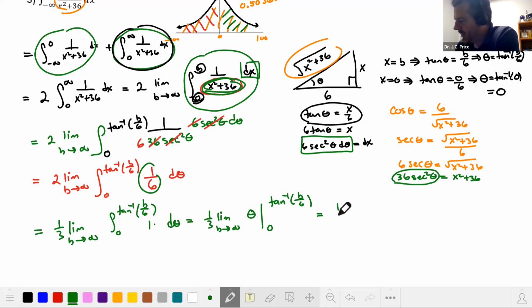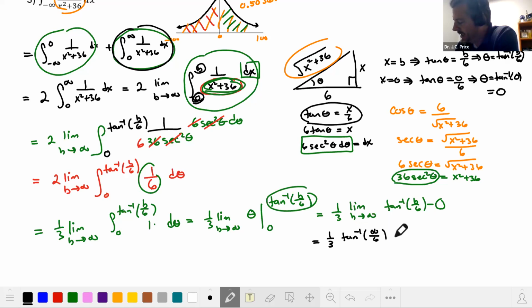That's the integral of 1 d theta, evaluated from 0 to tan inverse of b over 6, which equals 1/3, the limit as b goes to infinity of what? You just plug in your upper limit. So I just get tan inverse of b over 6 minus, then plug in 0. And then we just talked about this limit a little while ago. So we'll plug in infinity here: 1/3 tan inverse of infinity over 6. And what is that? Well, remember, tan inverse of infinity is just pi over 2. So it's just 1/3 times pi over 2, which equals pi over 6.